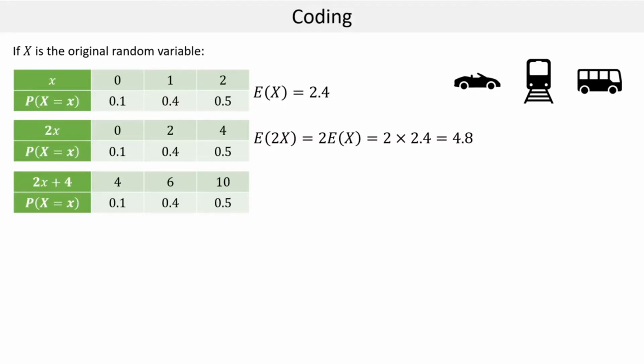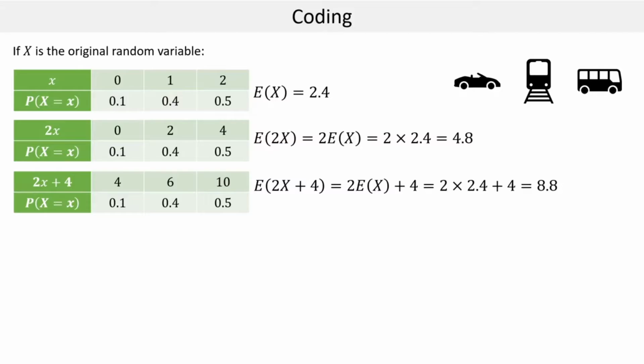Once again, I could calculate the expectation the same way you know how to so far, or we can just process it like this. The expectation of 2x plus 4 equals 2 times the expectation of x plus 4. Putting this all into our calculation, we get 2 times 2.4 plus 4, and when we actually process the calculation, we get 8.8. I've shown you this example with a random variable that only had 3 outcomes, so we're saving a little bit of time in comparison to working it out from scratch.